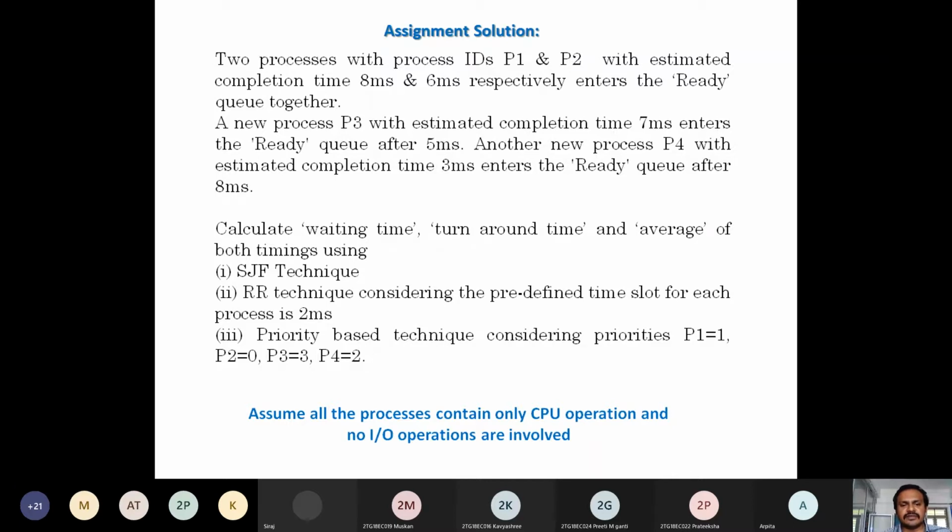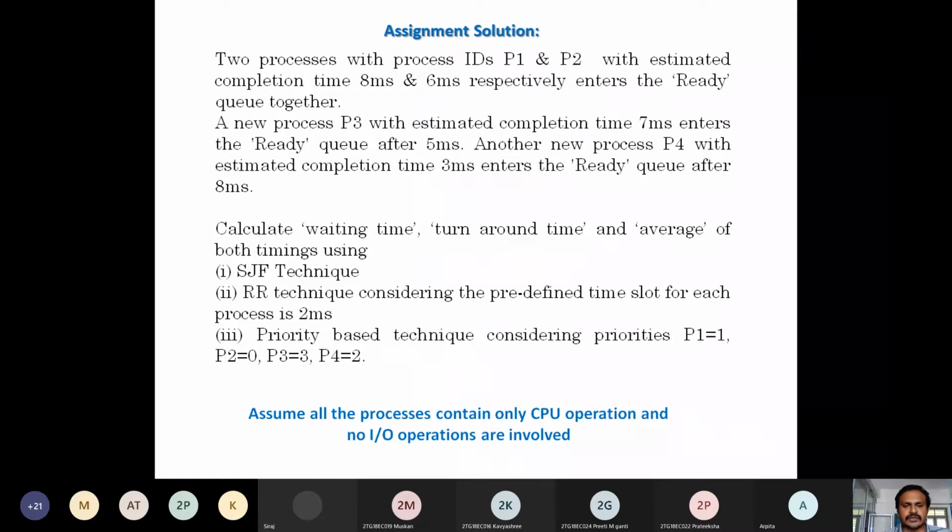Then the third technique is the priority based technique. Here, each process has a priority. They have mentioned P1 is 1, P2 is 0, P3 is 3, and P4 is 2. The hierarchy from higher priority to lower priority goes from 0 upward, with 0 considered the highest priority. Whatever number comes above 0 is a lower priority. So P1 is 1, P2 is 0, P3 is 3, and P4 is 2.